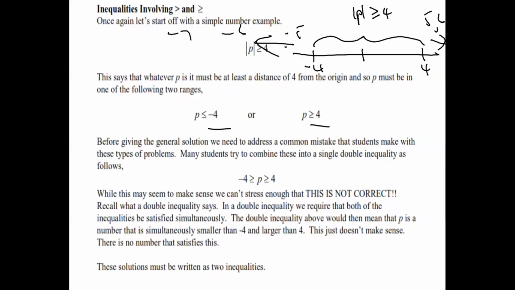Right? And that's where they got this from. P has to be either less than minus 4 or P has to be greater than 4, right? Generally, we can do this then. We can write this.